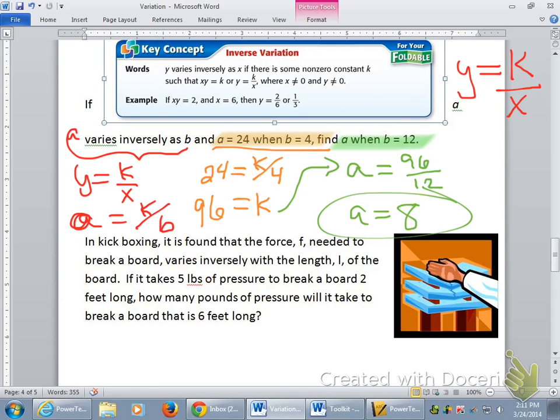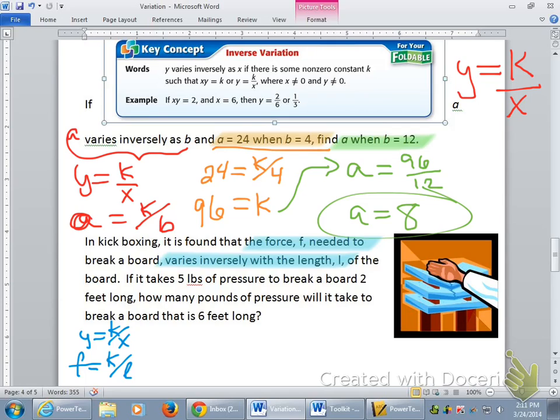All right. So as I read here, it says in kickboxing, it is found that the force F needed to break a board varies inversely with the length L of the board. Okay, as soon as you see the words varies inversely, what should you think? Okay, y equals k over x, but I'm probably not going to use a y and an x. F equals k over L.